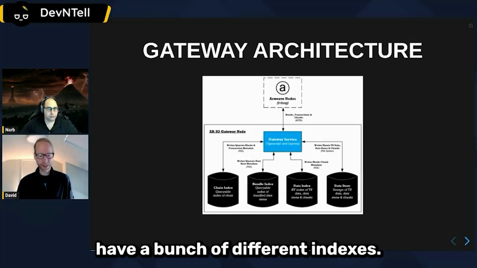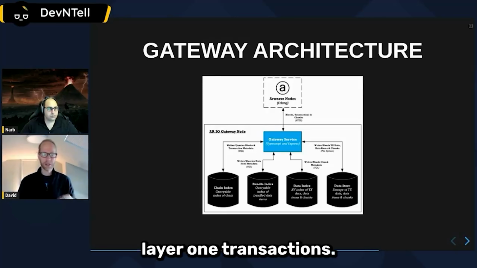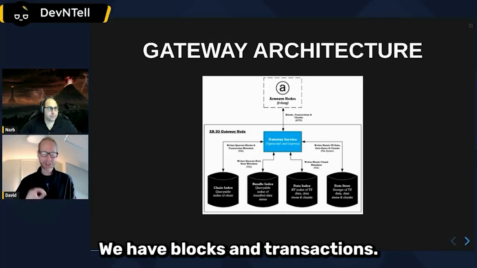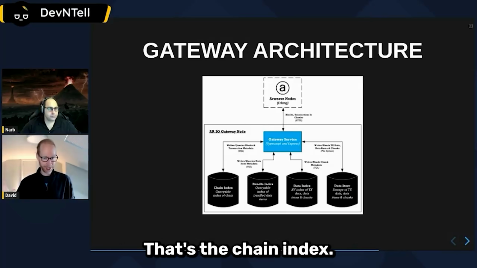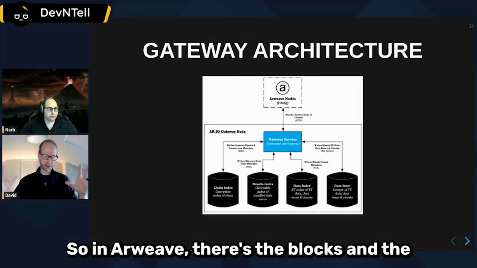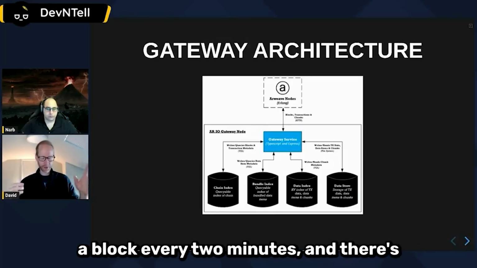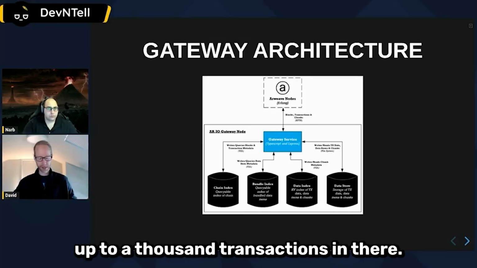We have a bunch of different indexes. So we have an index of the chain, that's blocks and layer 1 transactions. We have blocks and transactions, we're indexing them, that's the chain index. We also have a bundle index. So in Arweave, there's the blocks and the transactions, which are coming at roughly a block every 2 minutes. There's up to 1,000 transactions in there.